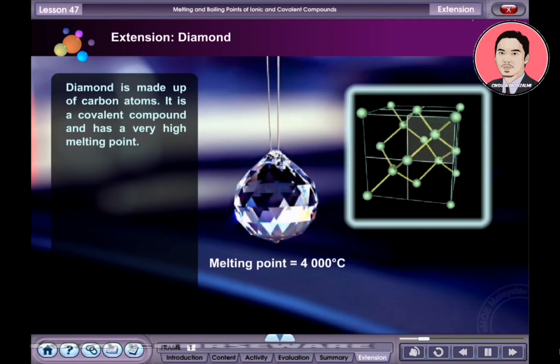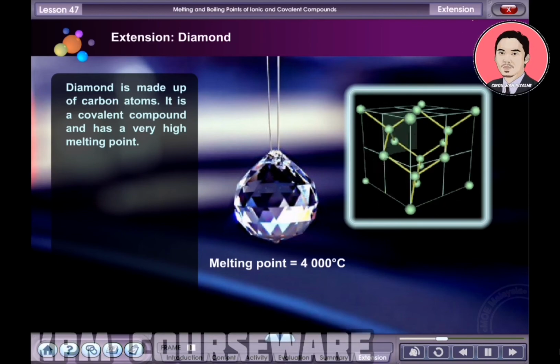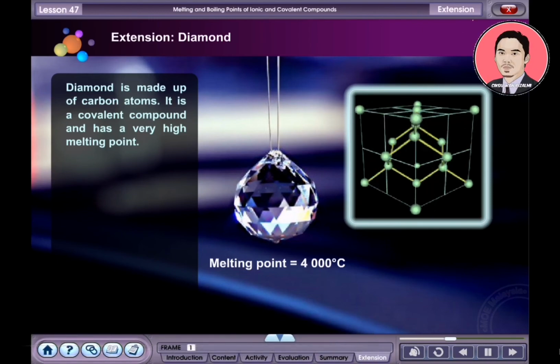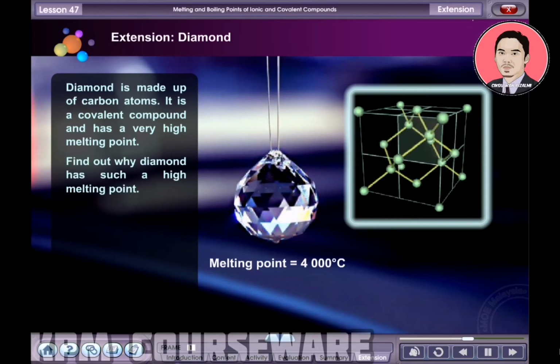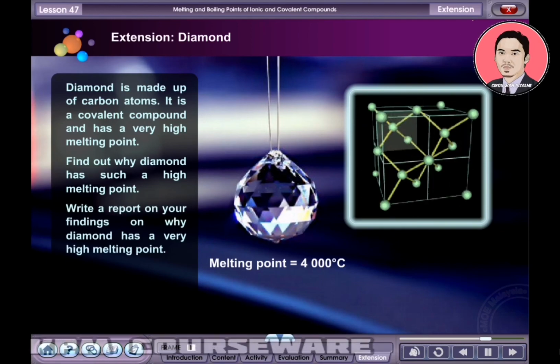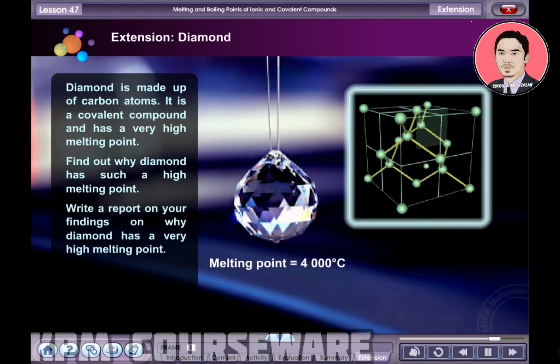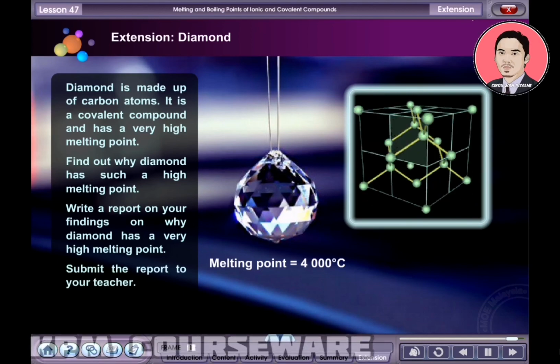Diamond is made up of carbon atoms. It is a covalent compound and has a very high melting point. Find out why diamond has such a high melting point. Then, write a report on your findings on why diamond has a very high melting point. Submit the report to your teacher.